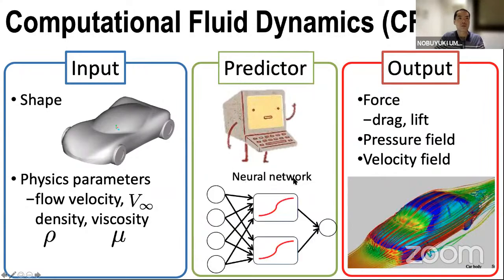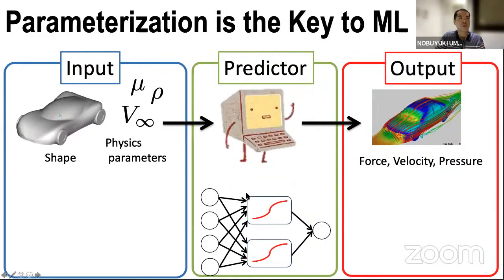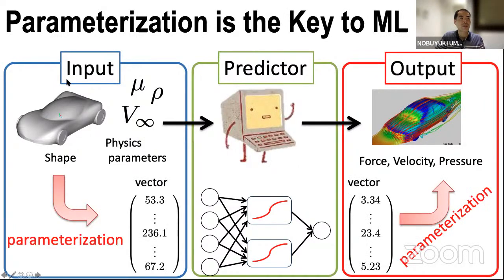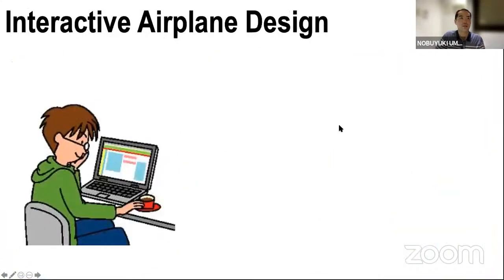So instead, we may want to replace this time-consuming solver with a machine learning model to make fast predictions. But this is also a very challenging topic because machine learning typically requires very consistent parameterization. That means input shapes have to be parameterized into a fixed-dimensional vector, and output shapes also have to be parameterized into a consistent vector. But this is a very challenging problem.